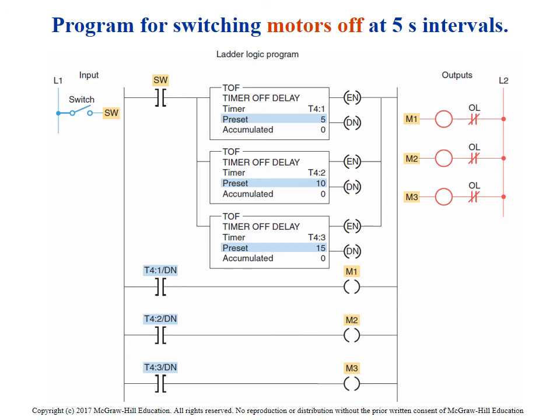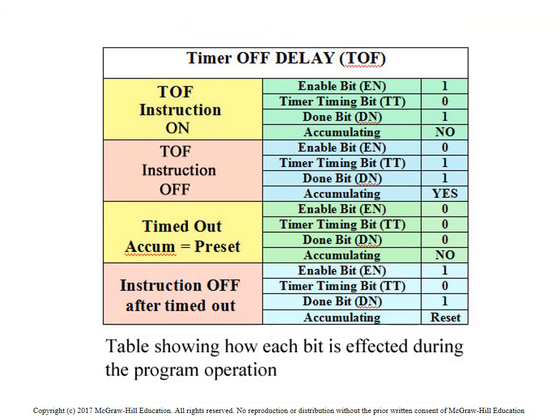So here's an application where they put multiple motors together again, and so we're switching motors off at 5-second intervals. So you got T41, T42, and T43. Each one's got a different timer value to it. So here's the states of the timer off.